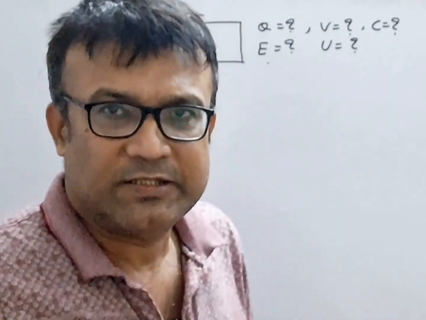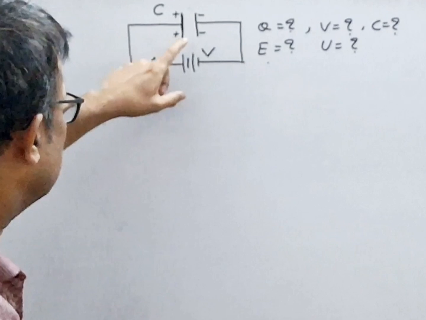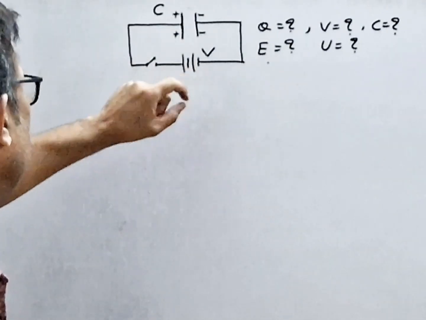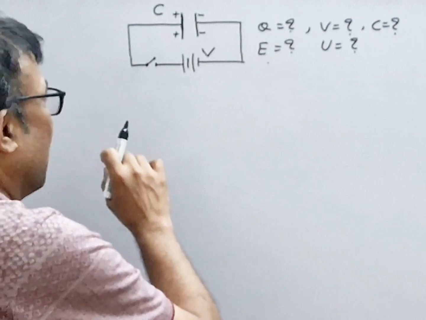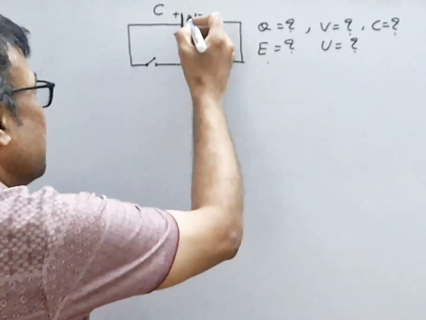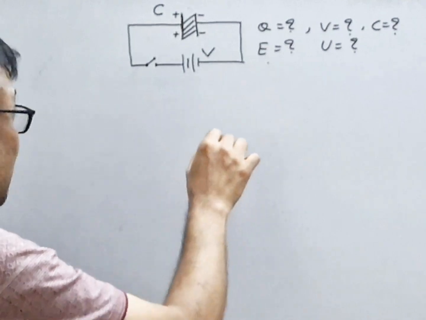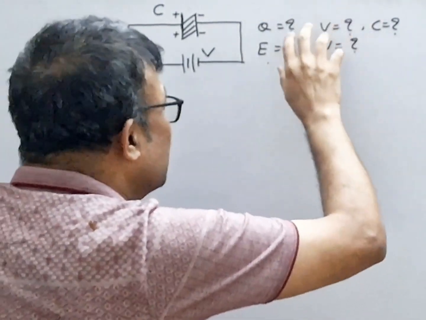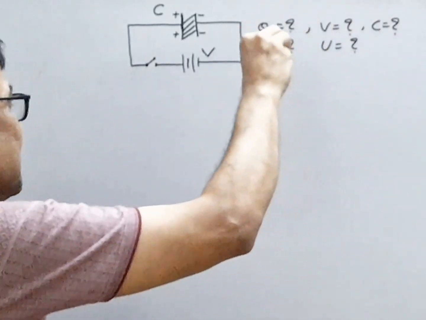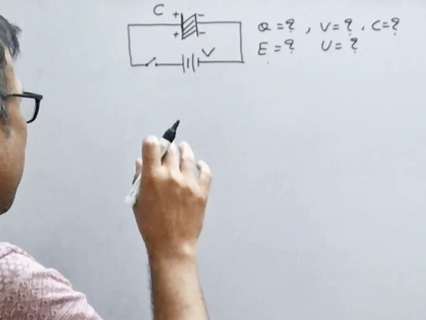Now look at the second part of the same question. First, the capacitor is charged fully by the battery of potential difference V. Then the circuit is broken by switching it off, and a dielectric is inserted between the plates of the capacitor. Now in this case again you have to calculate logically what will be the effect on these quantities when the dielectric is inserted. So again we solve it one by one.